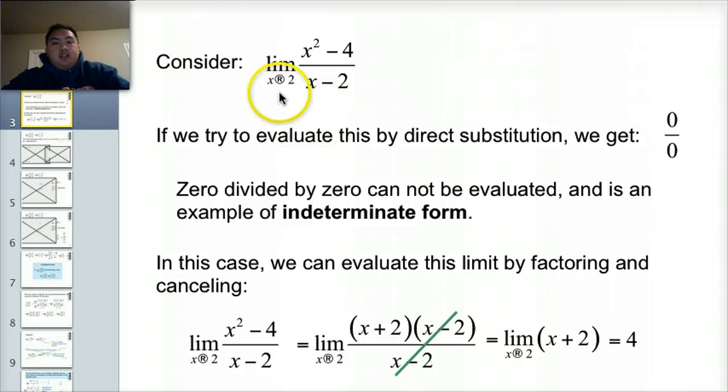So what we did at the beginning of the year, if you remember, we factored x squared minus 4 into x plus 2 times x minus 2. We were like, hey, the x minus 2's are on the top and the bottom. They can cancel. So this whole thing actually means just x plus 2. And then when we plugged in 2, we get 4. Okay, so that's what we did in the beginning.